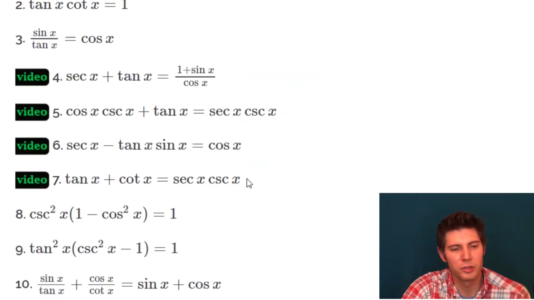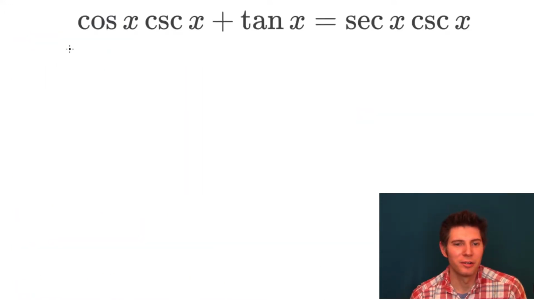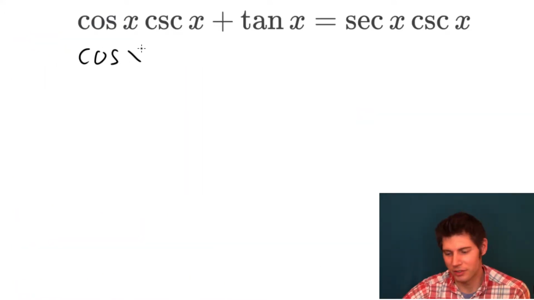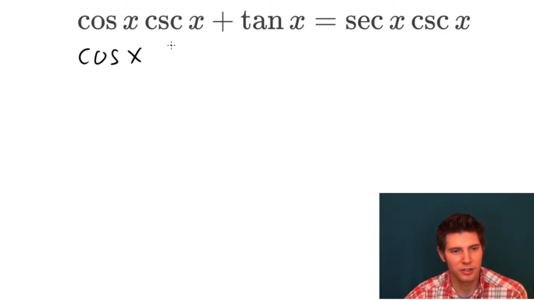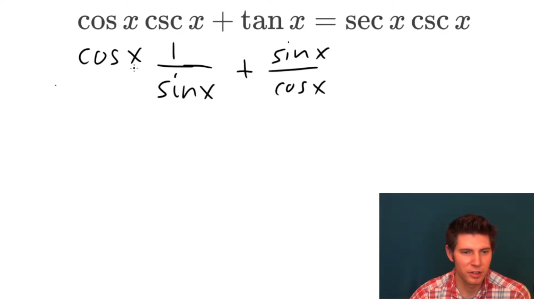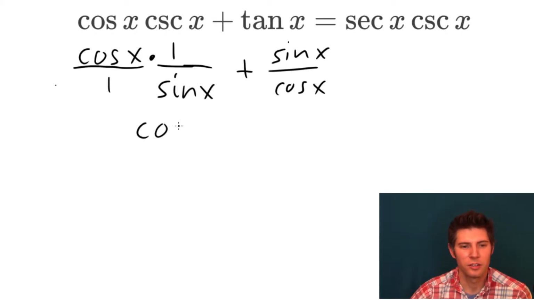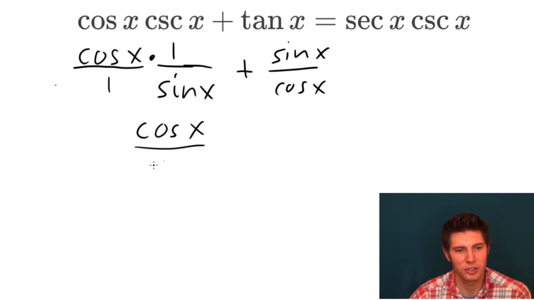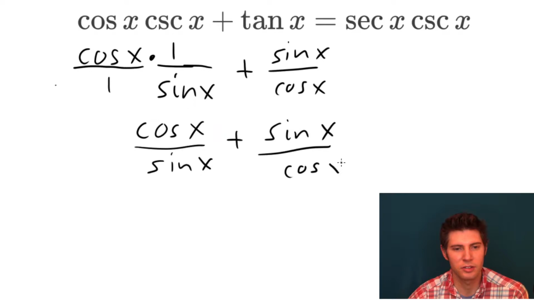Now for number 5, cosine x times cosecant x plus tangent x equals secant x cosecant x. These are getting crazier, but they're not too bad. We'll just go through the steps. So I'm thinking rewrite everything in terms of sine and cosine again and see what happens. So this is cosine of x, and cosecant is 1 over sine, plus, and then tangent is sine over cosine. Now this is a times right here. So this cosine x is over 1, and it's being multiplied by this 1 over sine x. So we can just make that cosine x over sine x. We're just cleaning it up real quick. Cosine x over sine x plus sine x over cosine x.